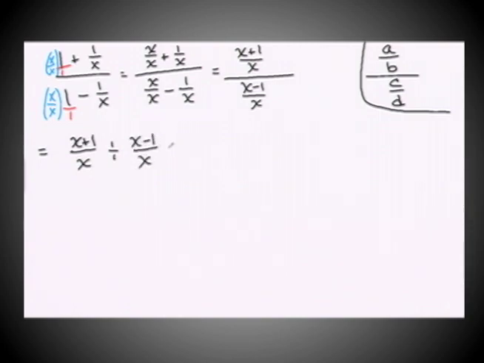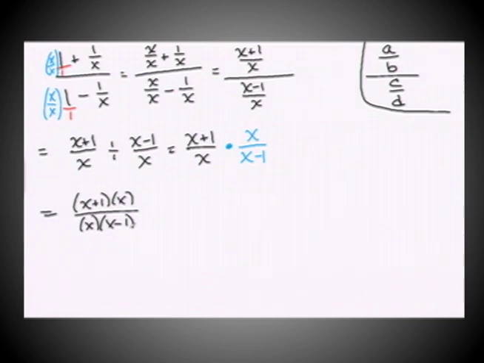And you should know we never divide fractions. So this is really x plus 1 over x times x over x minus 1. We multiply by the reciprocal of the divisor. Now we've got this to a multiplication problem, so you multiply your numerators and multiply your denominators. Divide out any common factors, because anything divided by itself is just 1. And you can see we're left with x plus 1 over x minus 1.